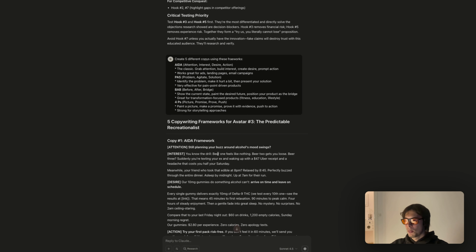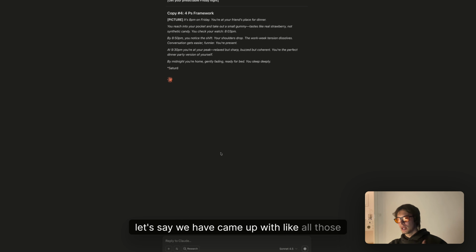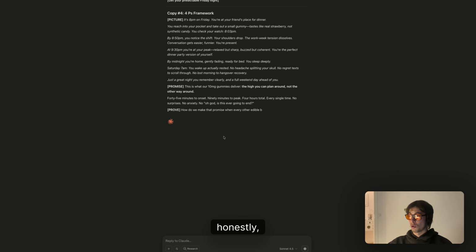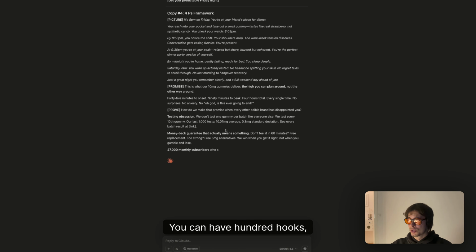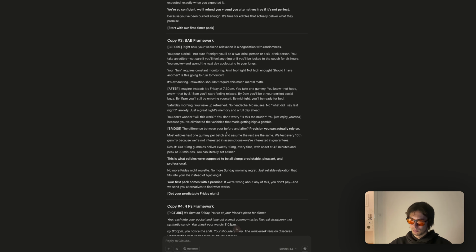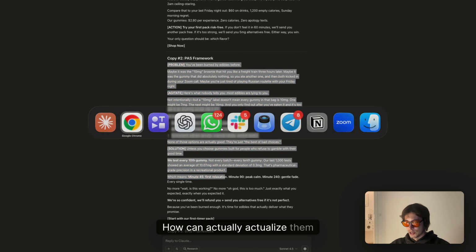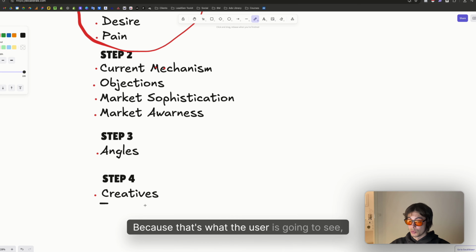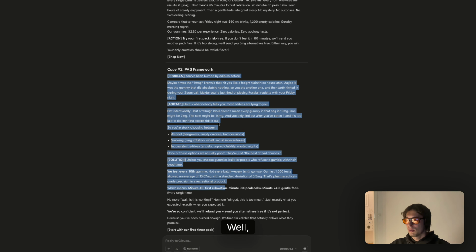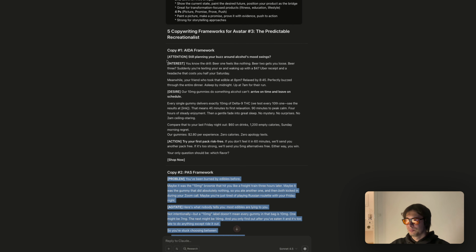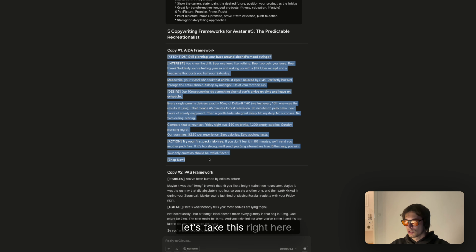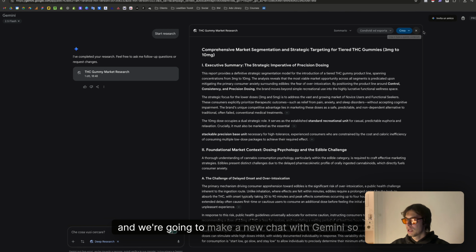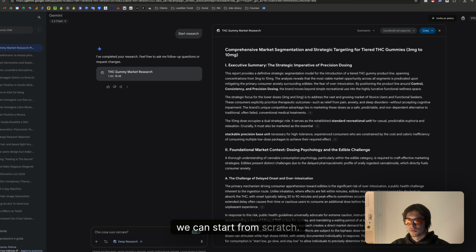Great. Now, let's say we have come up with all those angles, all the copywriting, all the hooks that we want, because you can repeat this process infinitely. You can have 100 hooks, 100 copywriting pieces, whatever. What can we do? How can we actualize them into creatives, which is the last step? Because that's what the user is going to see, the creative. Well, you can take, for example, this copy right here. And now we're going to jump back into my friend Gemini and make a new chat, so we can start from scratch.